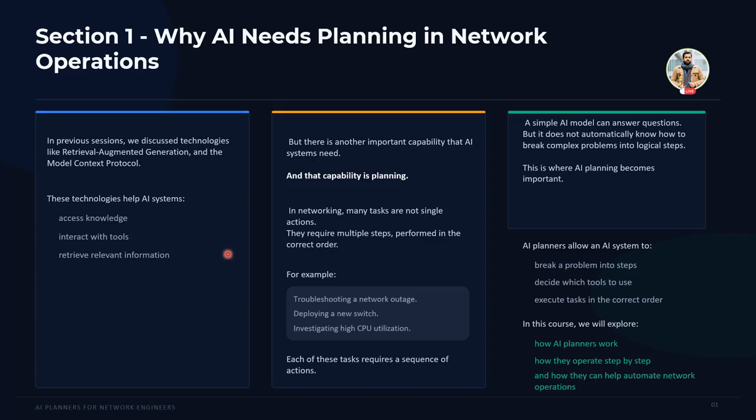Exactly. And before we get into planners, let me quickly tie it back to what we covered in earlier sessions. We talked about retrieval augmented generation, which helps AI access knowledge. We talked about model context protocol, which helps AI interact with tools and systems. So AI can now access knowledge, retrieve information, and use tools. But there is still one piece missing. And that missing piece is planning? That is exactly right. Planning.